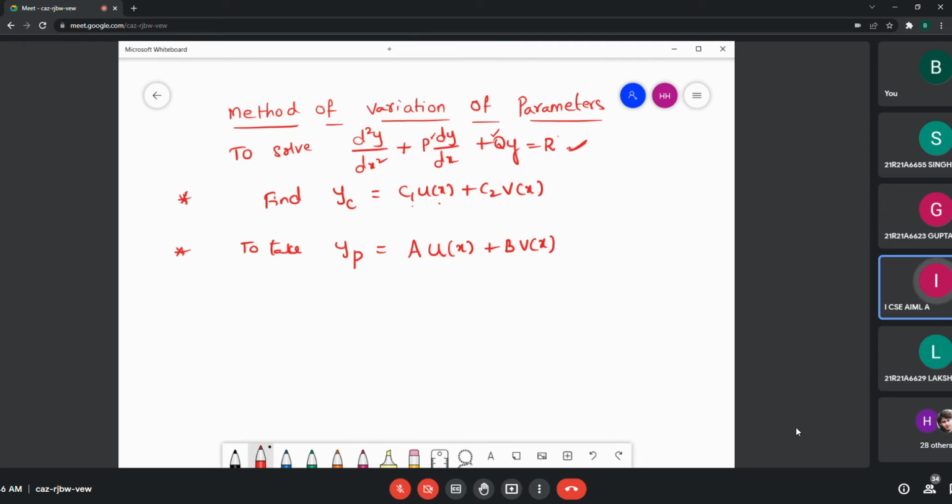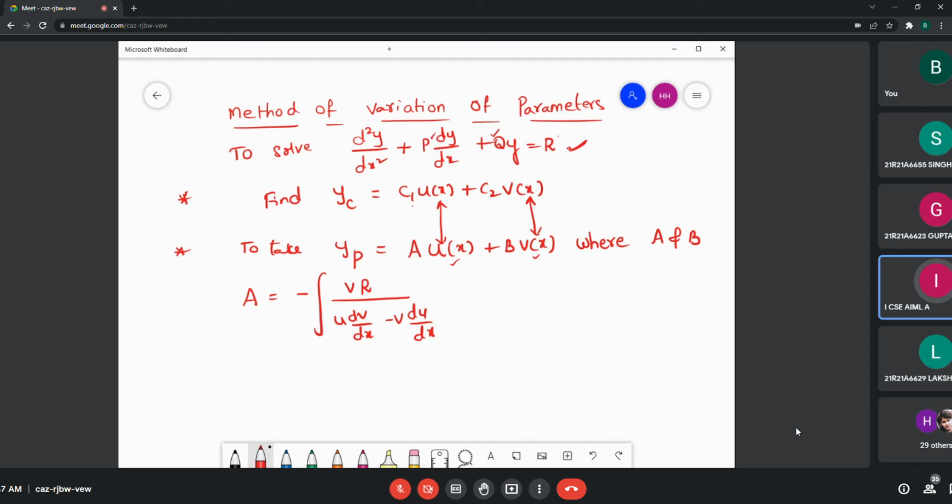Here we already know what u is and what v is; from the complementary function we take u of x and v of x. Then we have to find A and B. How can we find A and B? A is equal to minus the integral of v into R divided by u into dv/dx minus v into du/dx.